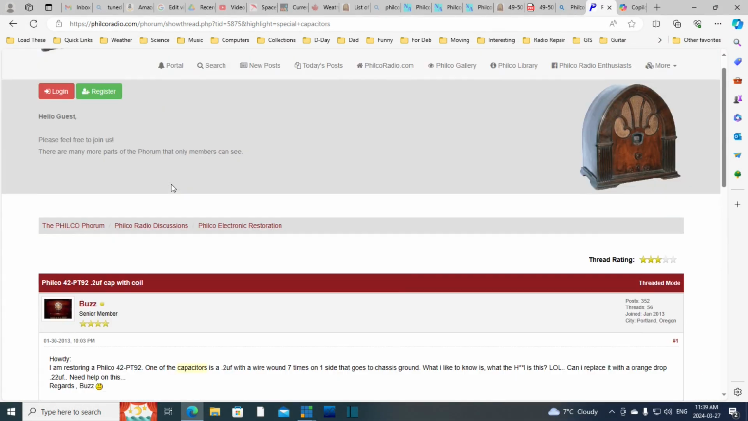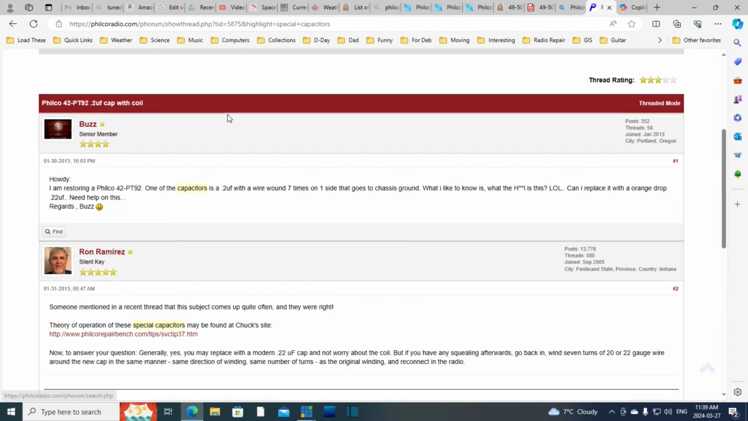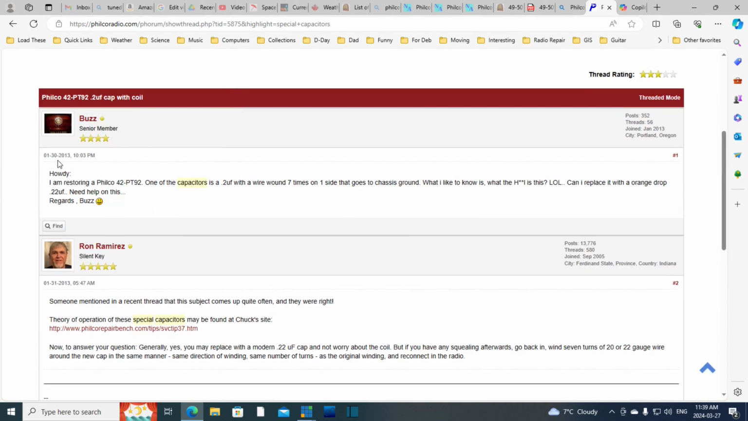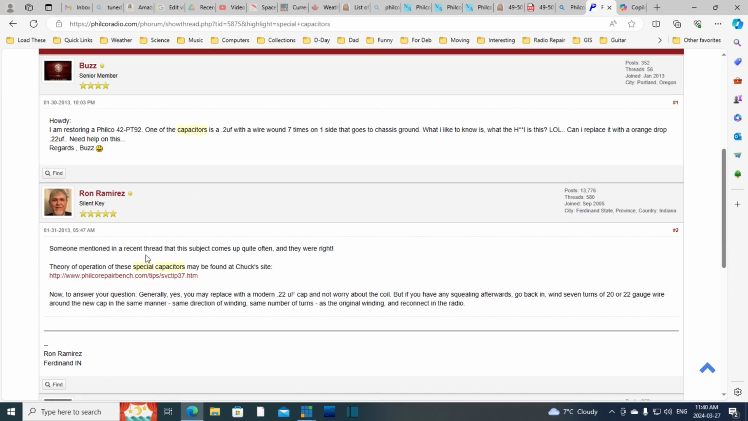After a lot of searching, I found this on the Philco forum. He says, howdy, I'm restoring a Philco something or other. One of the capacitors is a 0.2 microfarad with a wire wound 7 times on one side that goes to chassis ground. Well, that's exactly what we've got here. What I'd like to know is, what the heck is this? Lots of laughs. Can I replace it with an orange drop 0.2? Need help? Well, here comes the answer.